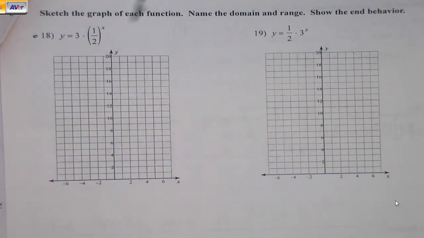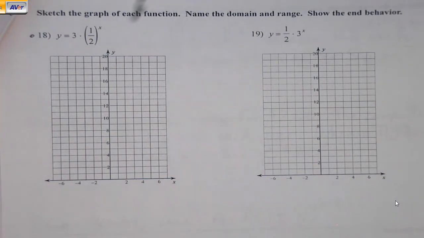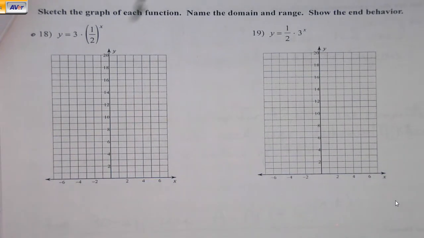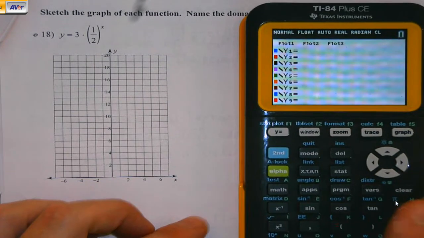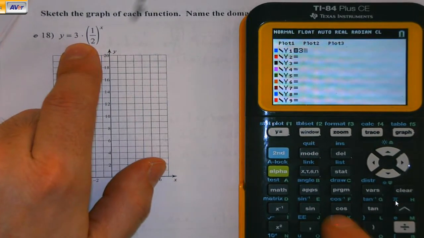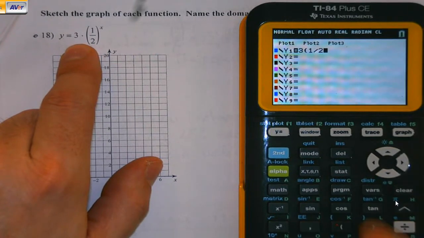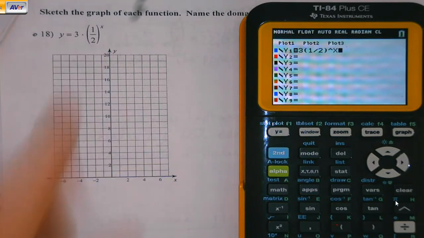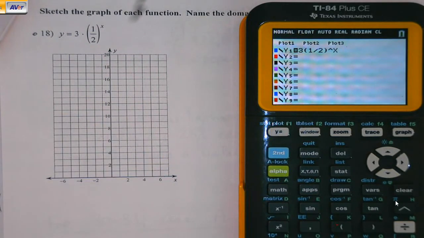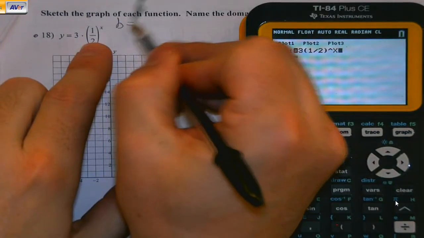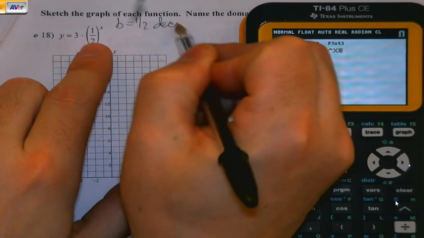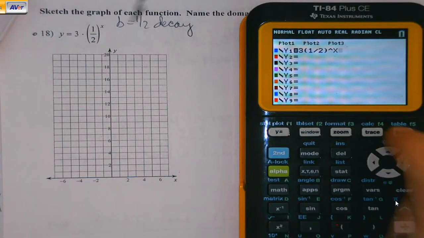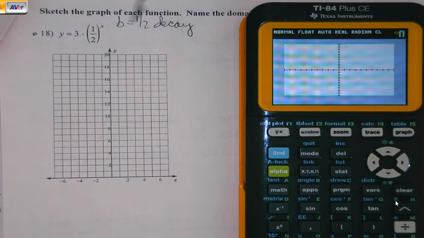Sketch the graph of the function, name the domain and range, show the end behavior. Okay, now maybe I don't remember some stuff with this as far as my graphing goes. That's okay. We got a backup plan. So 3 times 1/2 to the x. So let's see, what can I remember? Should this be growth or decay? Okay, decay, because my b value is 1/2. So it reminds me, okay, this graph should be going down to the right. And as I'm waiting, there it goes.